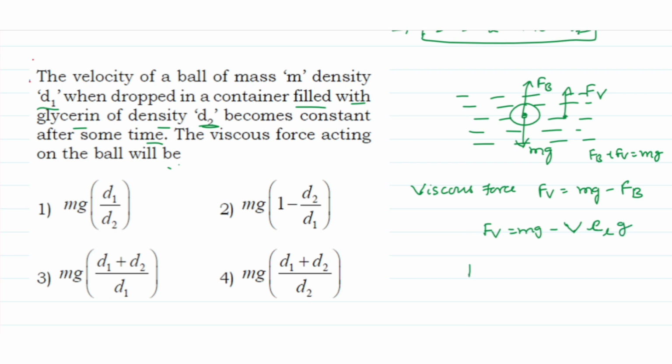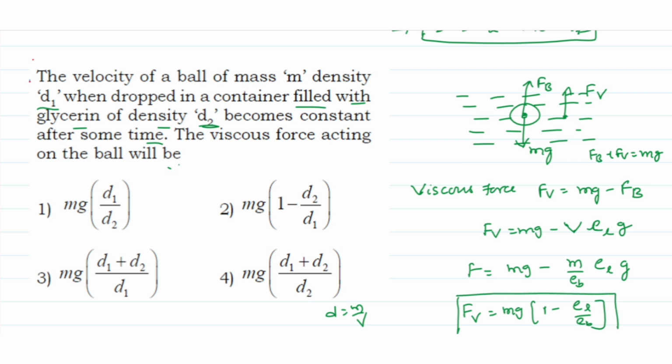And here the viscous force is mg minus the volume of the body times density of the liquid times g. Density equals mass by volume, so volume is nothing but mass by density of the body. Taking mg as common, you can write it as 1 minus density of the liquid by density of the body. So this is the viscous force acting on a ball.